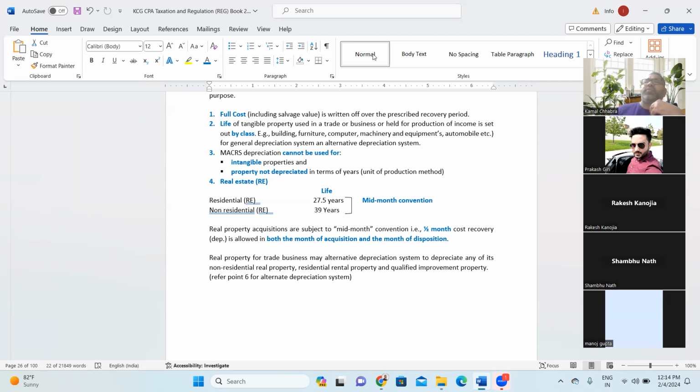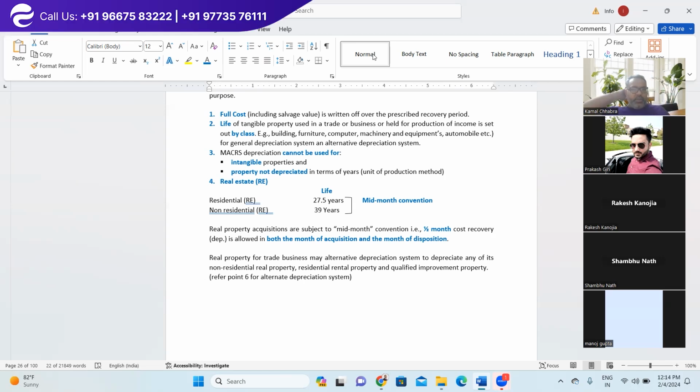So in these two scenarios, EAR depreciation is not allowed, right? Whereas for other real and personal property, EAR depreciation is allowed. Real property is further of two categories. One is residential real property and second is non-residential real property. So residential real property is like homes, right?